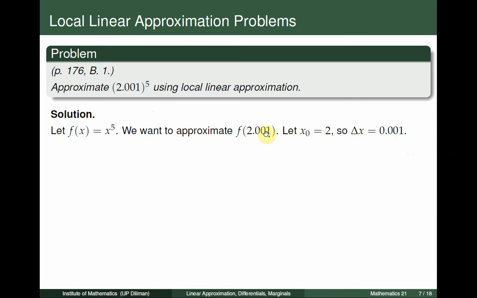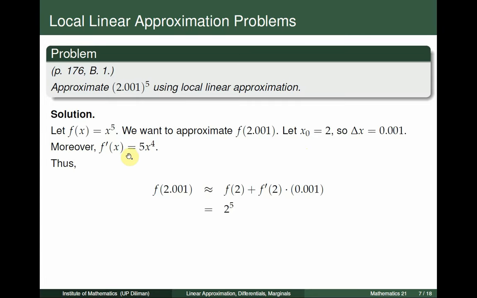So first of all, we need to get f prime. But f prime of x is just 5x to the fourth. So we have f prime, and x naught. So now we can approximate. So f of 2.001 is approximately equal to its local linear approximation, which is given here. F of 2 plus f prime of 2 times delta x or dx, which is 0.001. And all that's left to do is to evaluate f of 2 and f prime of 2.